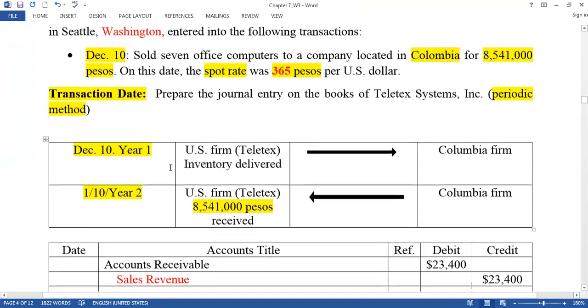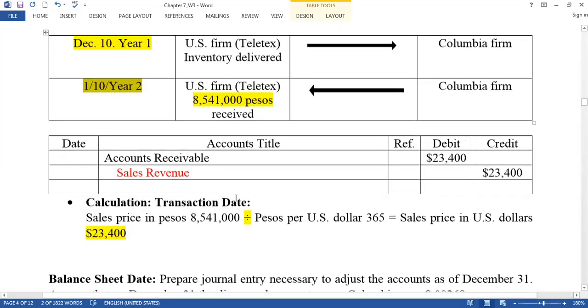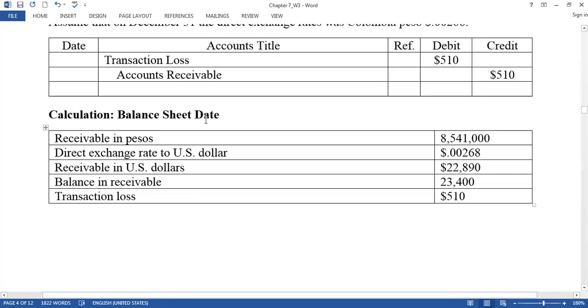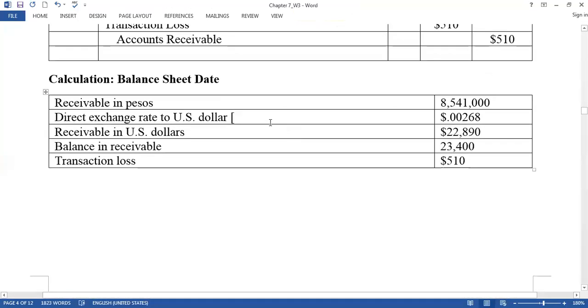Now you know that this transaction date is December 10, and the payment date is January 10, another year. So in between we have December 31st, and December 31st may have another rate. So we are going to see whether we have any gain or loss on December 31st. Look at the calculation of December 31st. This is the money we are going to receive, and this is the rate, yes. This is the balance sheet date rate.